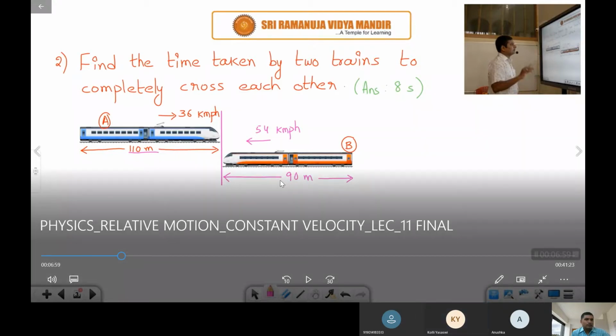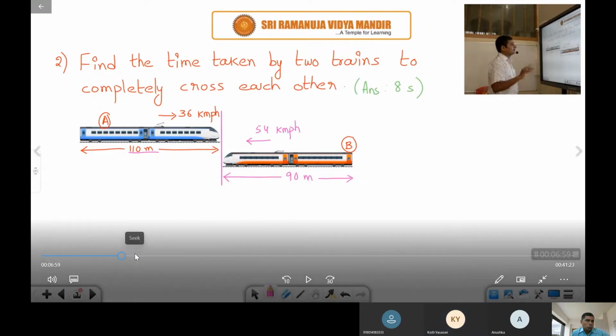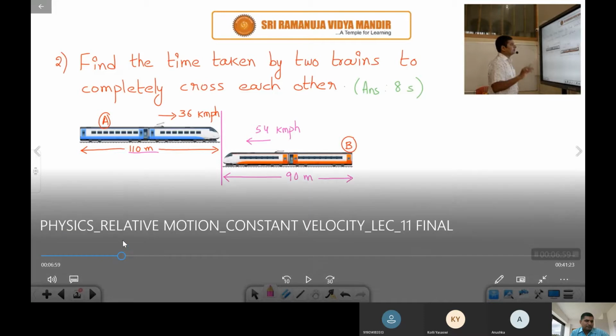Yes, sir. How to solve? By the usual method, first we'll write down the values and then stand on one train. Here, what are the values? 36 kilometers per hour means how much in meters per second? 36 into 5 by 18, which is 10 meters per second, sir.